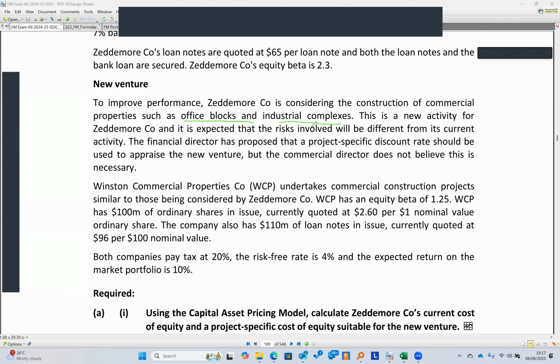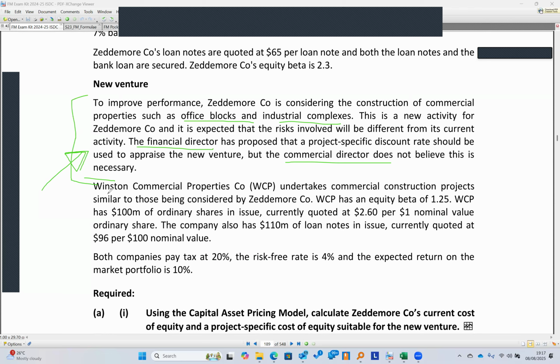Directors have proposed that the project specific discount rate should be used to appraise this new venture. That's the finance director. But the commercial director does not believe this is necessary. If you remember what we saw yesterday, if you are to use the cost of capital, it means that 2 things have happened. The gearing of the company is not going to be changed by the new investment, and the risk of the business is not going to be changed by the risk that is coming with the new project. So that's what you're going to have to discuss on this part.